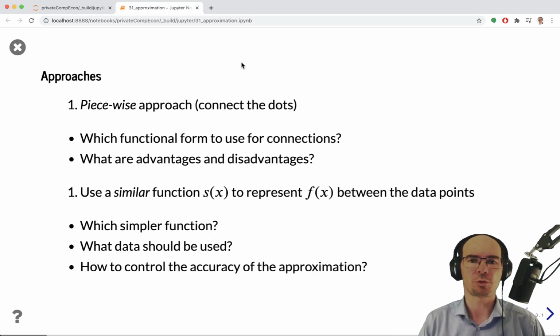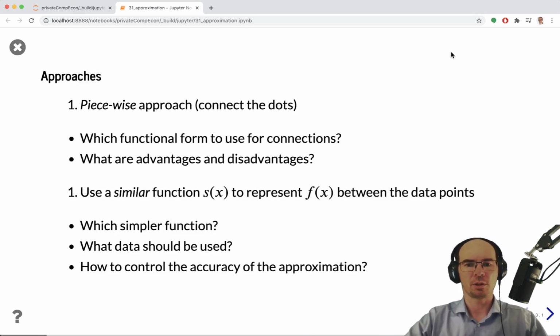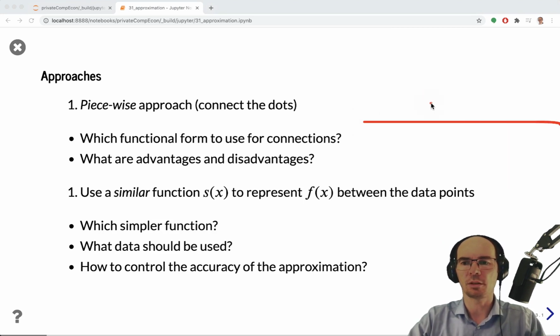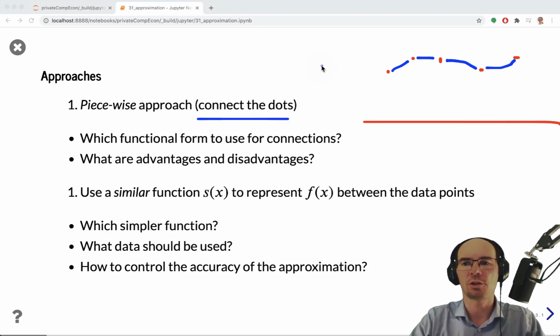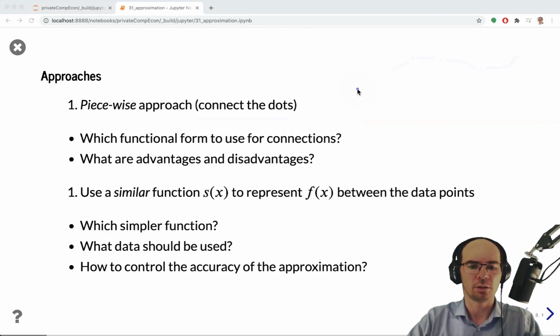Okay, so there are two approaches. The piecewise approach, and that's basically from the dots, which are the function values distributed somehow in the space. We can work with this somehow independently and connect the dots. That's what I call connecting the dots. What functional form to use for the connections for each of the segments? What are the advantages and disadvantages of this approach? You can think of some already.